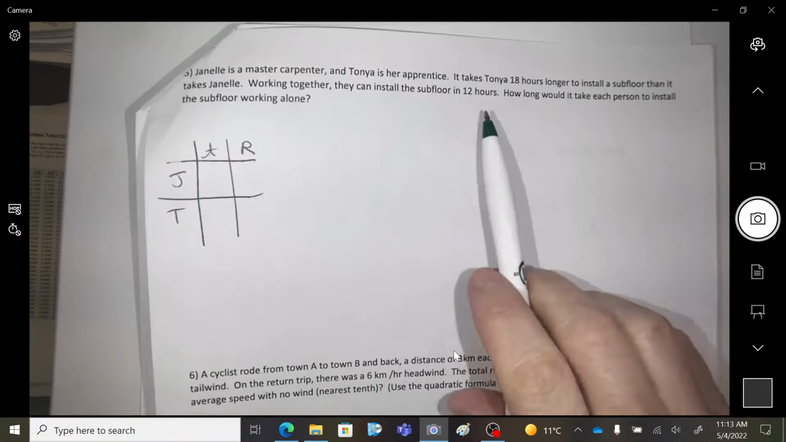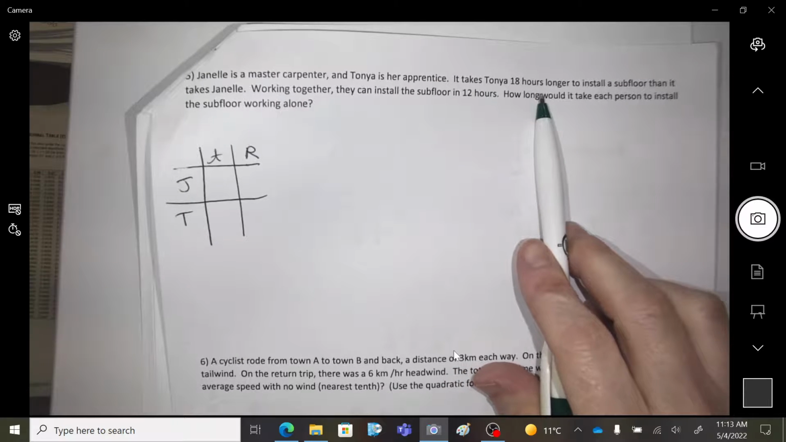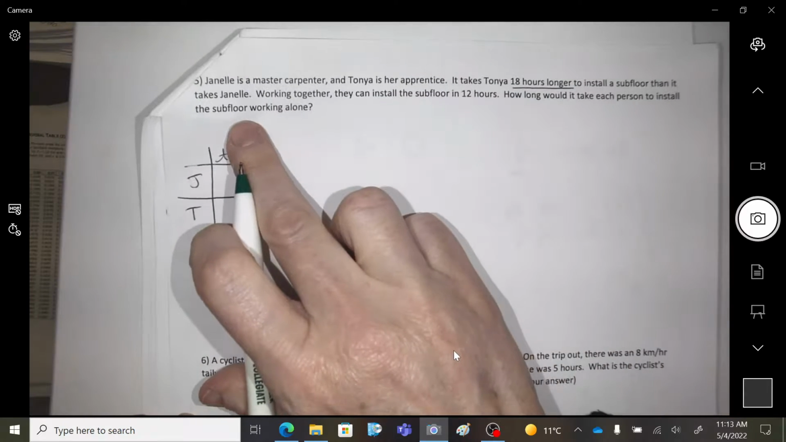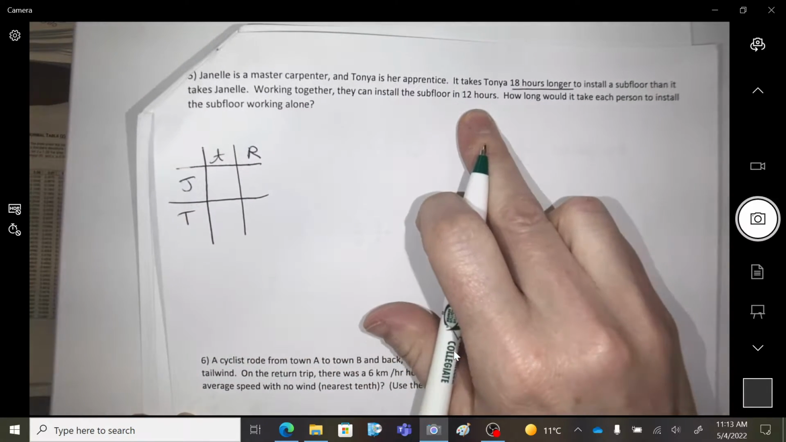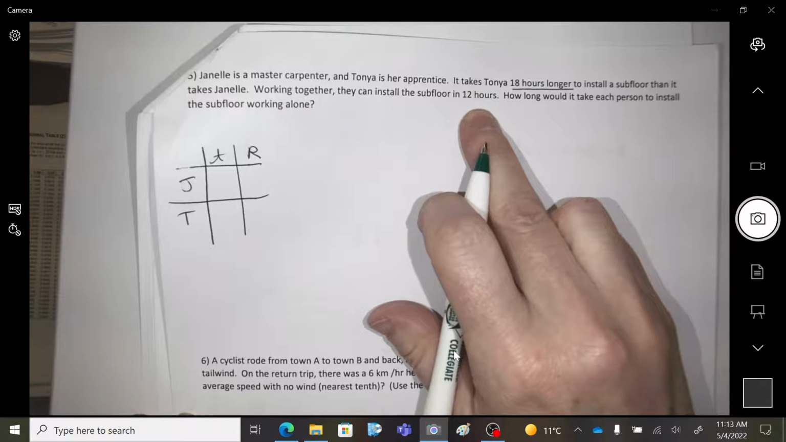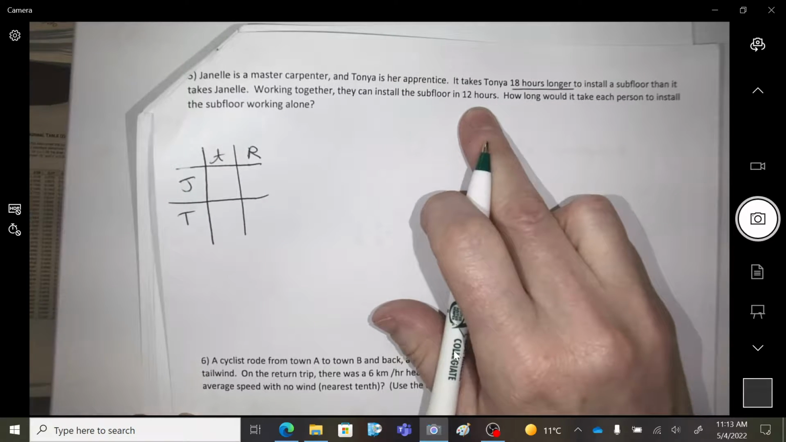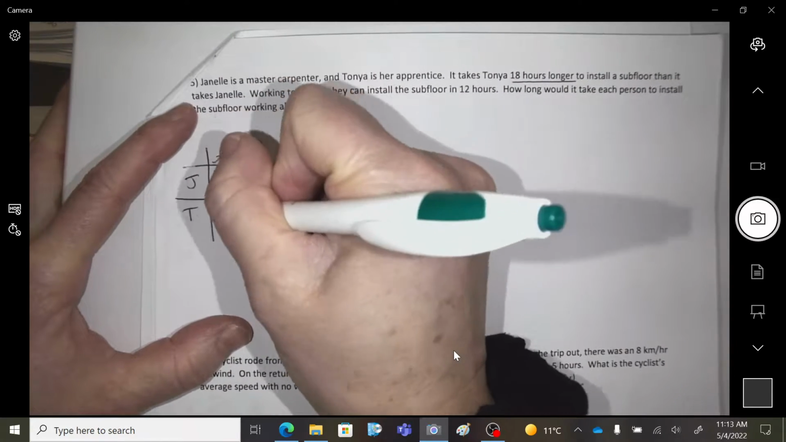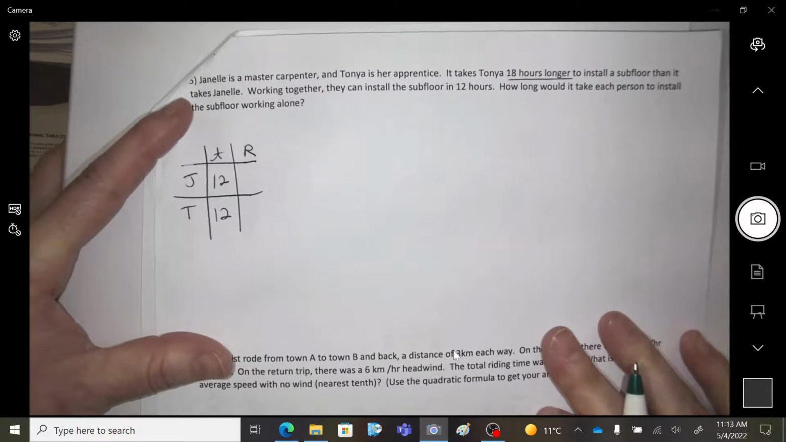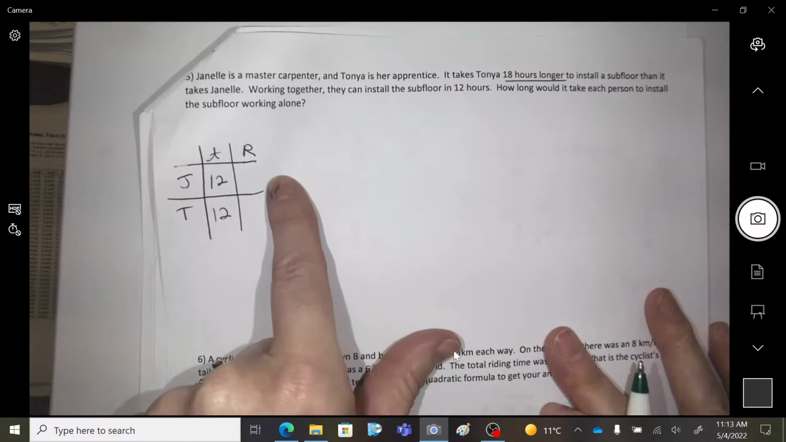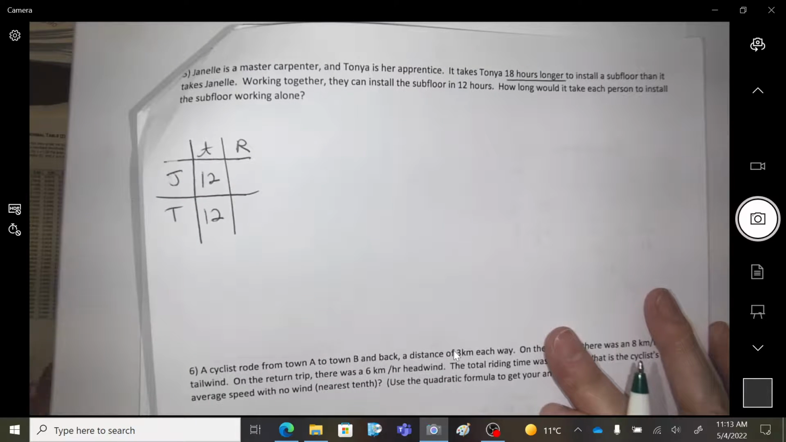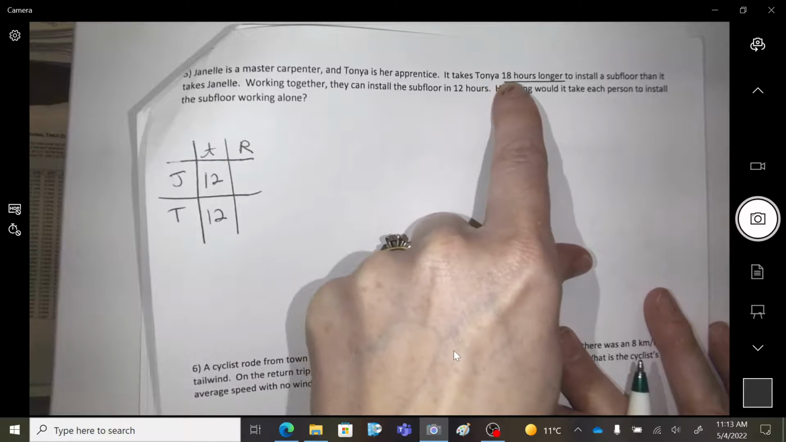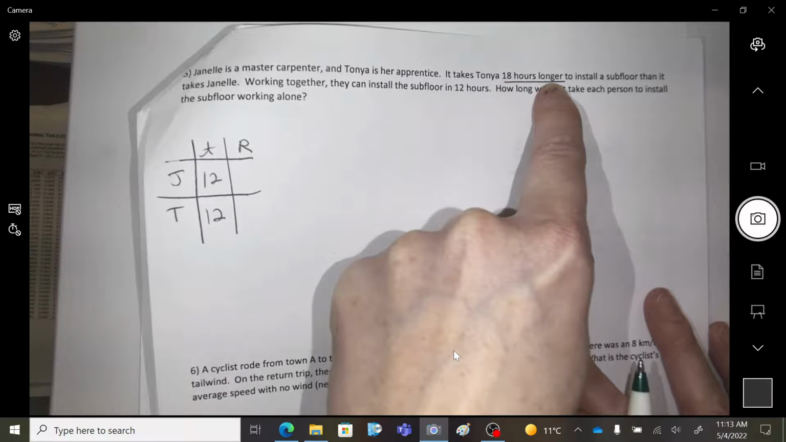Okay. It takes Tanya 18 hours longer to install than Janelle. Working together, they can install the floor in 12 hours. Okay, so this 12 hours, that's the time, because that's when they're working together. Okay, I don't know Janelle's rate and I don't know Tanya's rate. So that's not good to not know two things, but it takes Tanya 18 hours longer than Janelle.